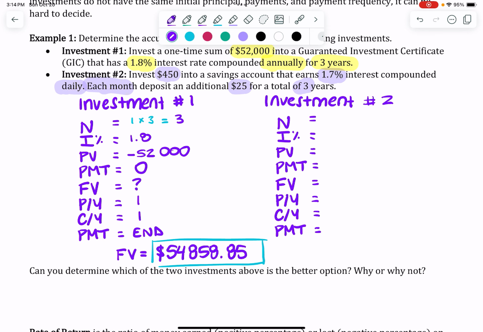Here I'm going to start with the stuff I do know for sure. 1.7% compounded daily, so 365. Those two are my go-tos. I know I'm looking for the future value.